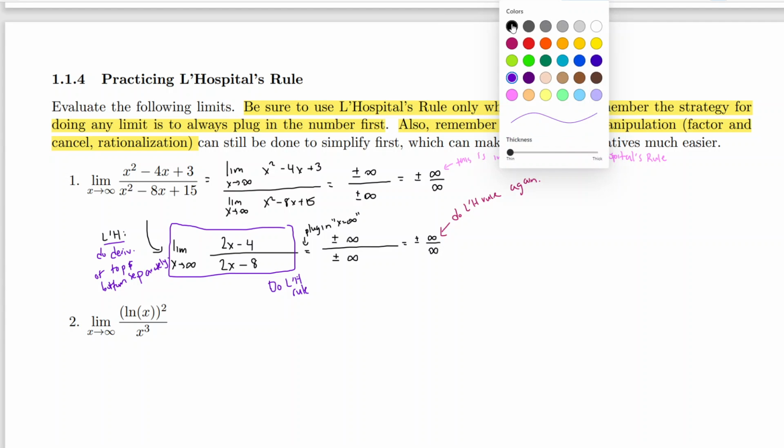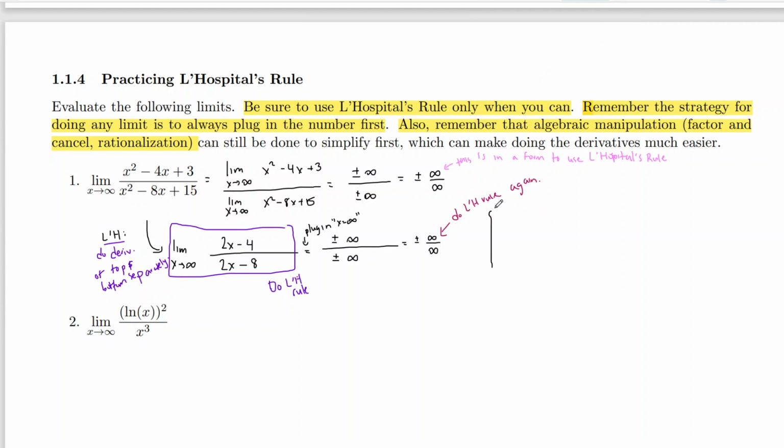Now I'm going to go ahead and just kind of put this on the side here. We want to do the limit as x goes to infinity. I'm just going to rewrite it: 2x minus 4, not plus 4, over 2x minus 8. And then I'm going to do L'Hopital's rule. So I'm just going to write above the equal sign L'H. I just established in the previous part that I need to do it again.